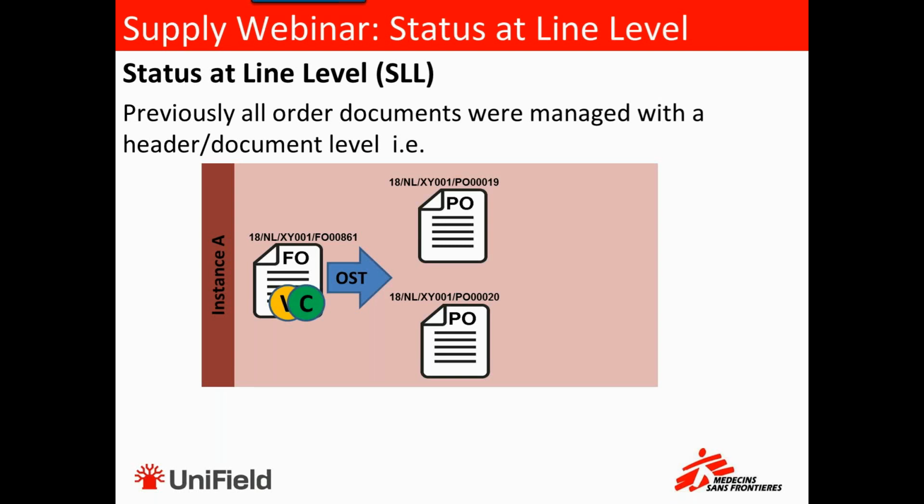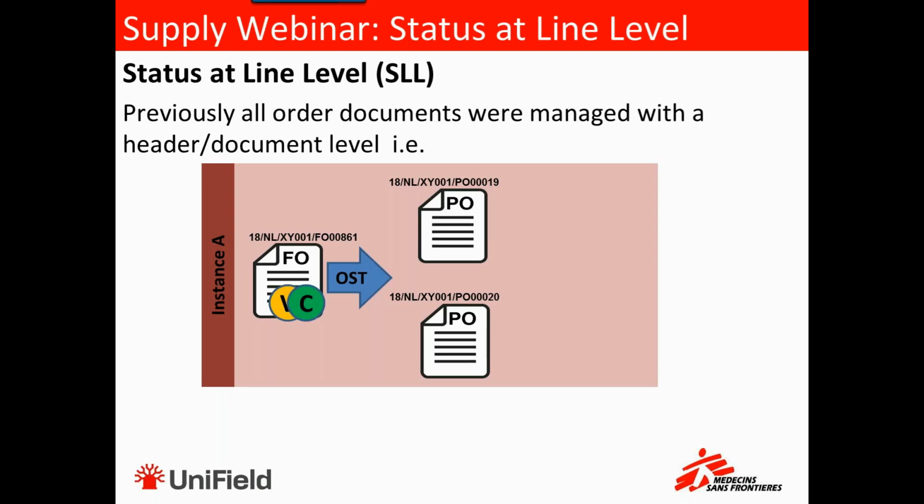So in this case, there's a field order and it needed to go to 2 suppliers, 2 purchases. So UniField created for you all the purchase orders. So here we have purchase order 19 and purchase order 20 that were linked to the FO 861. So there wasn't any partial sourcing possibility before.